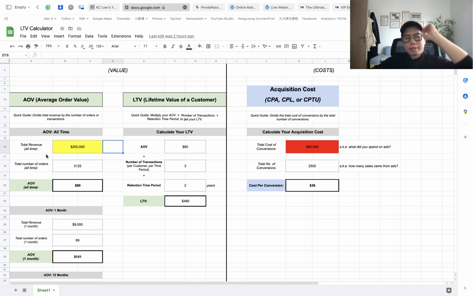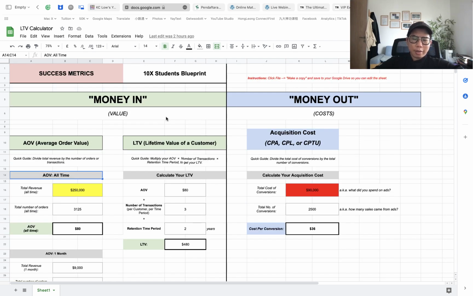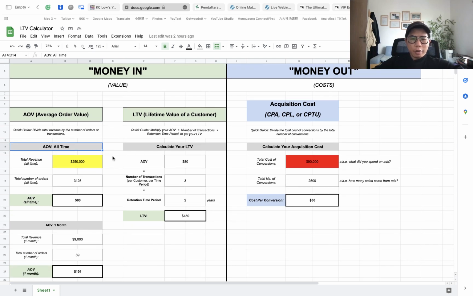So that's actually what you want to calculate. This is average order value. If you do not know what this means, it doesn't matter, because it's totally new to you, then you probably don't have to do this first. But as long as you know the concept of money in, money out, then it's fine. But some people are already quite established, right?